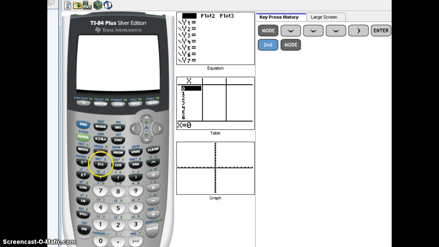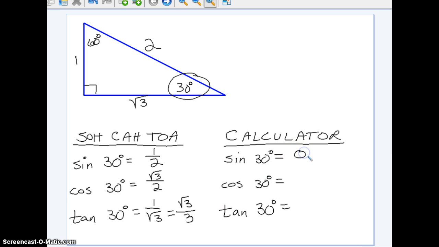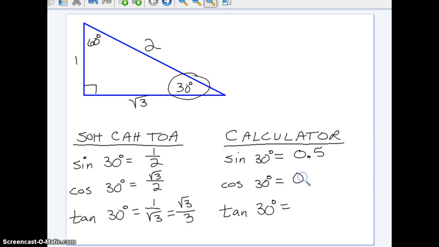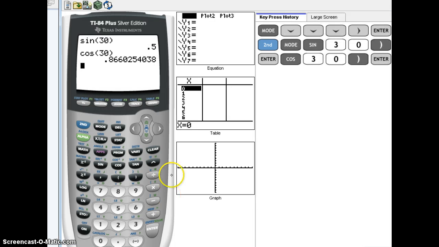And we want to find the sine of 30 degrees. And it's 0.5. So sine of 30 degrees is 0.5. Right? Cosine of 30 degrees. We'll call it 0.866 for round off. The tangent of 30 degrees is 0.577.